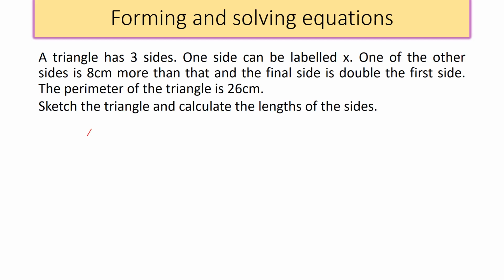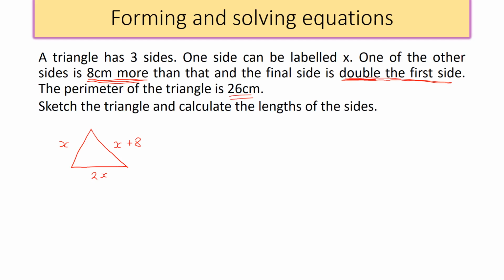So I can sketch the triangle. One side is x. Then one of the other sides is 8 centimeters more, that's going to be x plus 8. And then the final side is double the first side. It's double, so that's going to be 2x. And then the perimeter is 26.